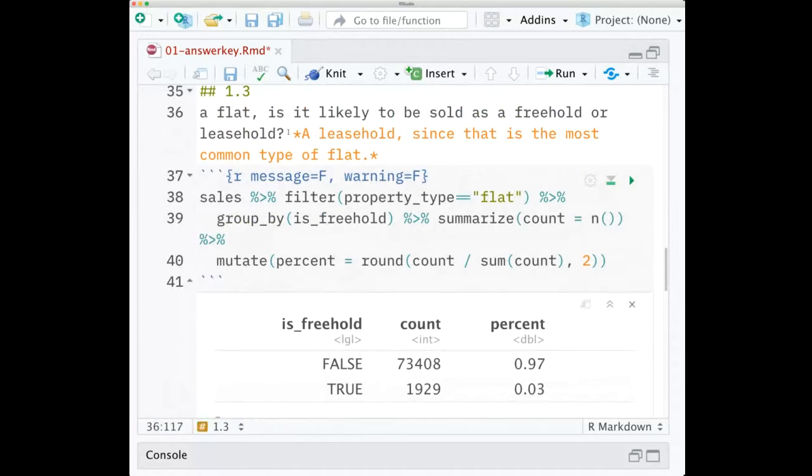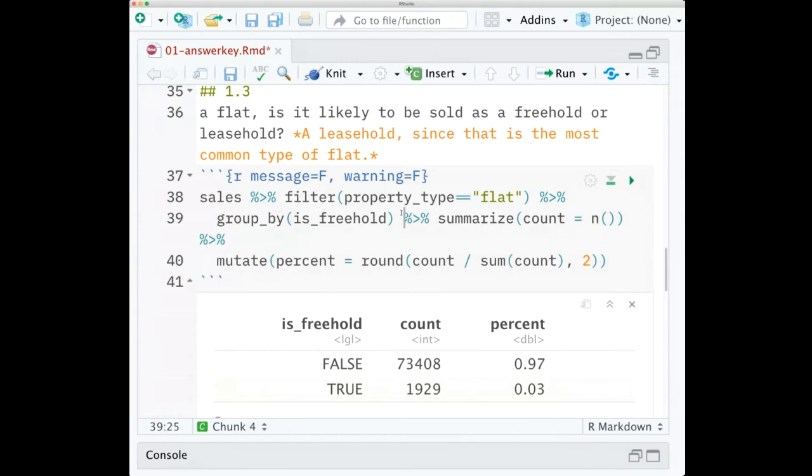If it's a flat, is it likely to be sold as a freehold or a leasehold? So here I'm looking for a filter. So condition on the property type, tell me among flats, is it a freehold or a leasehold? So what I was looking for was a filter and a group by, because I want to know what the relative balance is of the freeholds and leaseholds among property type equals flat. If you did this in sort of two different chunks of code that each did a filter, like a double filter where the property type was flat and is freehold is true, and then property type is flat and is freehold is false, that's okay, but it's not the best answer.